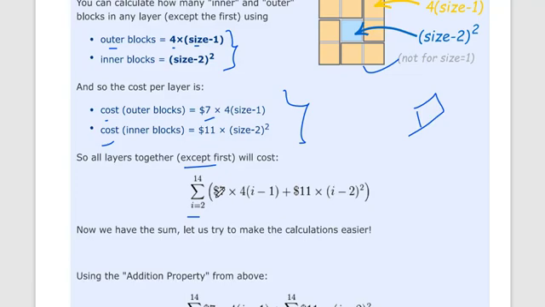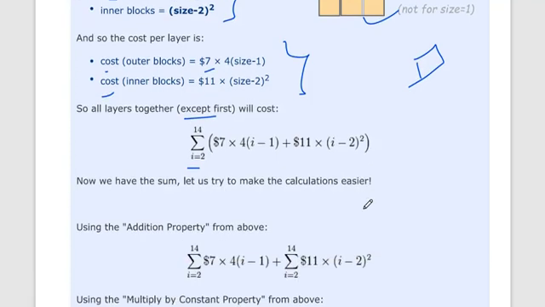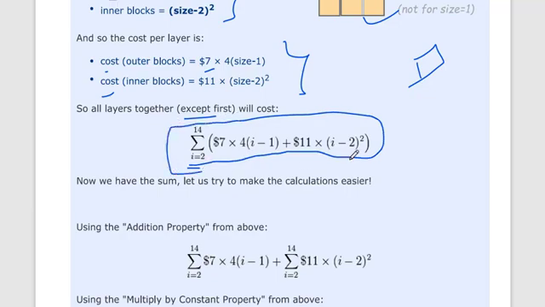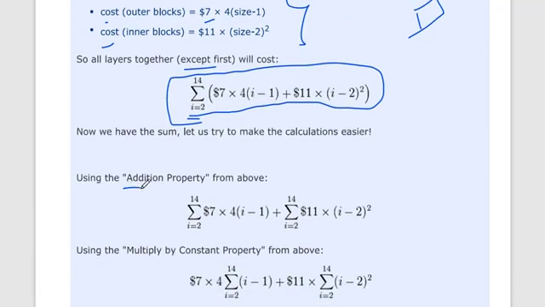Okay, $7 into 4i minus 1 plus $11 into (i minus 2) whole squared. Now let's apply some properties so the calculation becomes much easier. We can apply the addition property and separate out both terms.